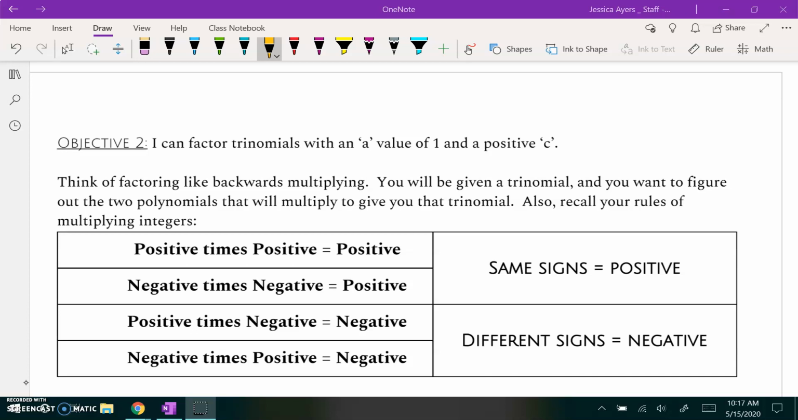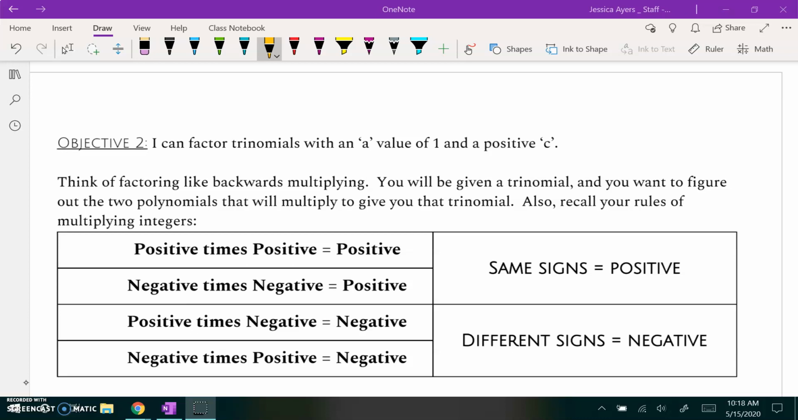So let's get started. Objective 2 says that I can factor trinomials with an a value of 1 and a positive c. So thinking back to factoring, you're just thinking factoring is backwards multiplying. It's kind of like dividing. You're thinking of the two things that would multiply to give you that trinomial that you have. So you will be given a trinomial, and you're going to want to figure out what two polynomials will multiply to give you that trinomial. It's kind of like a logic puzzle.